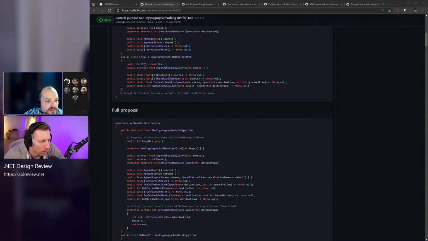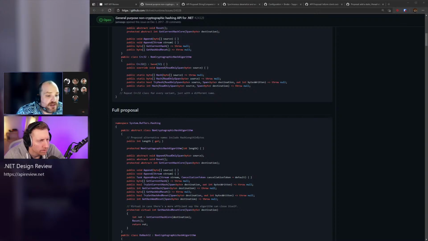So anything else we need to talk about, or is that all of it? Jeremy, did you have a thought of what you wanted to call the length property? What I had already had is the proposed alternative of HashLengthInBytes. Okay. Yeah, so I'll change that down to the property and the constructor parameter. Yep.